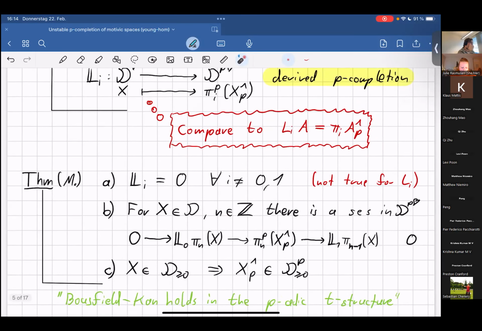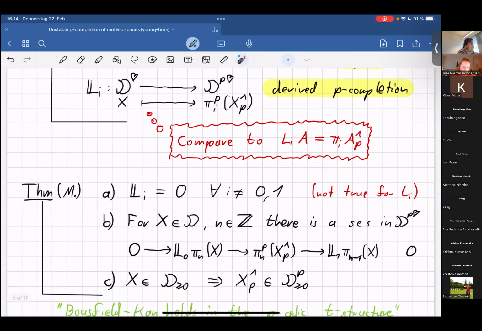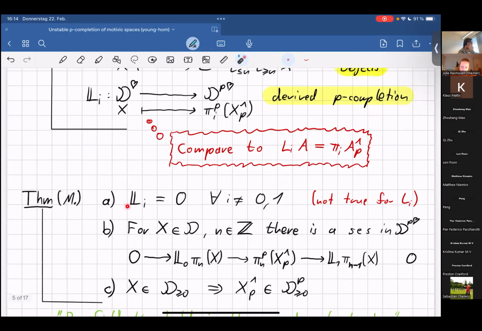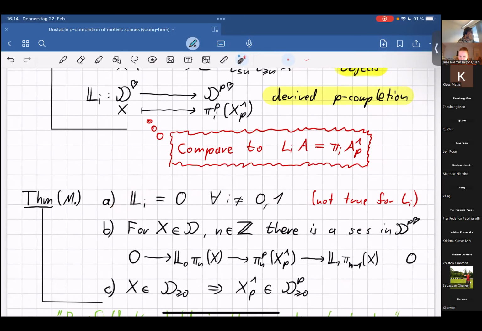Okay, and you can ask why do we do this, and then you can show that in this new T structure, these fancy derived P completion functors are 0 if you're not in degree 0 or 1, and this is totally wrong for these LIs. Because for the reason I explained before, if you start with something which is connective, there's no reason to expect that this is still connective. So you will get negative pi i's here. So there will be negative LIs, but with these new fancy LIs, there will be no negative LIs.